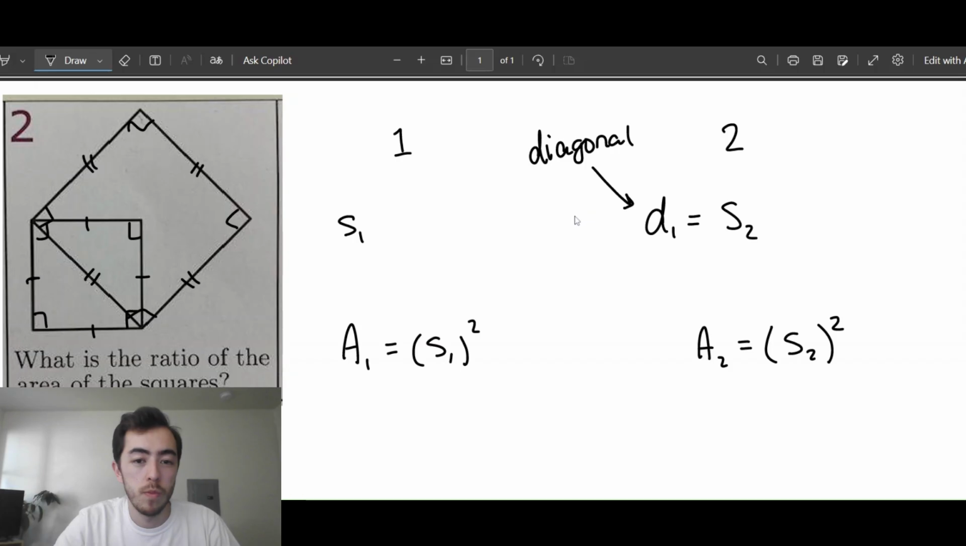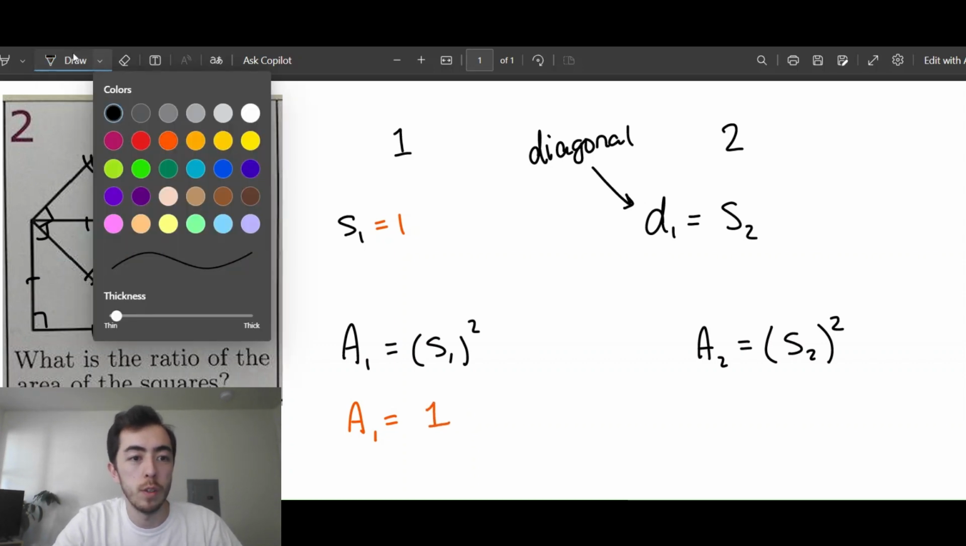How about let's just assign some numbers to this? I don't think it would hurt to just say that S1 is equal to, let's just do 1. That seems like an easy number to pick. And so if we decide that S1 has a length of 1, then the area of the first square, A1, is just going to be 1 also, because it's just 1 times 1.